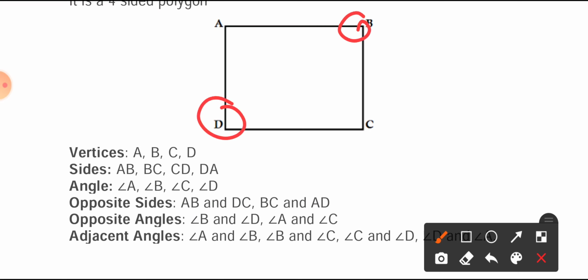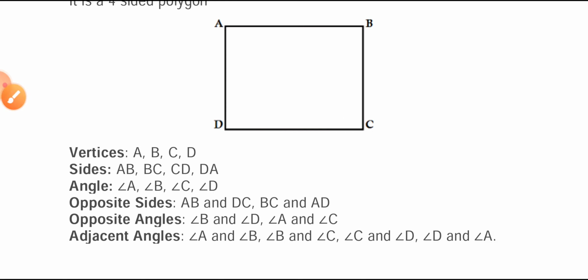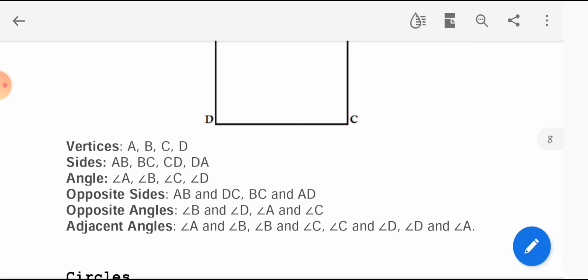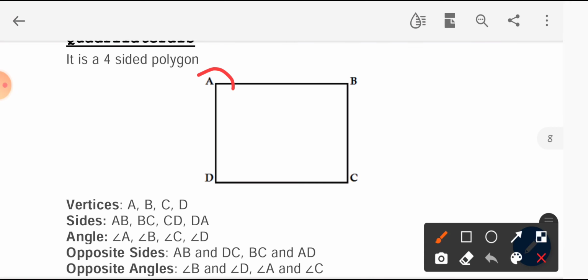B is opposite to D and A is opposite to angle C. And adjacent angle. Adjacent angle मतलब जो पास वाले एंगल है. So एंगल A के पास कौन सा नियर बाय एंगल है? एंगल D and एंगल B.